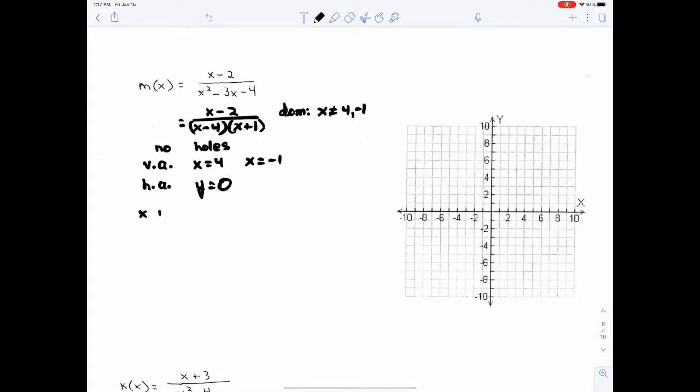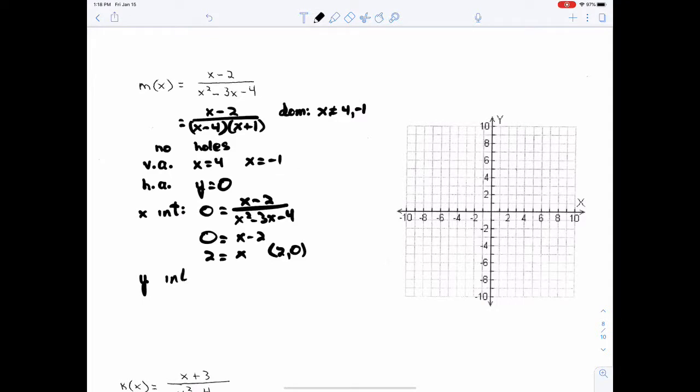Okay, the x-intercept, we're going to put 0 in for y. Okay, let's multiply and get rid of fractions. So the x-intercept is 2, 0. And the y-intercept, we're going to plug in 0 for x, and we get negative 2 over negative 4, which is y equals 1/2. Okay, so that's going to be 1/2, 0.